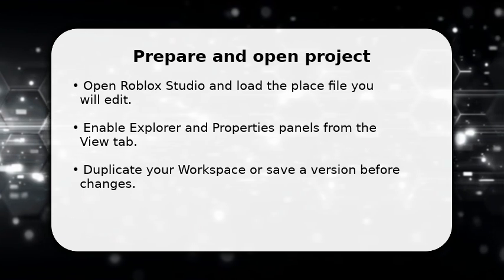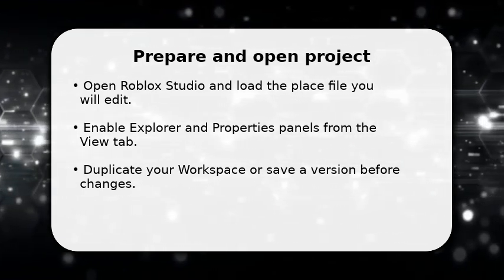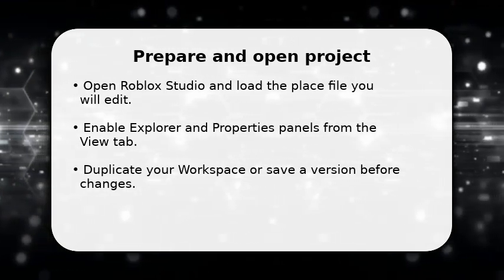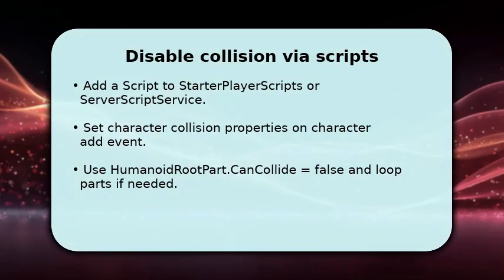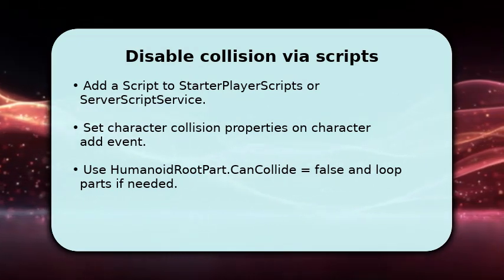Now locate Starter Player in Explorer. That's where most player collision settings live. These first steps let you work safely and keep context while you make the collision changes. You'll create a script that runs when a character spawns because you want changes applied dynamically.